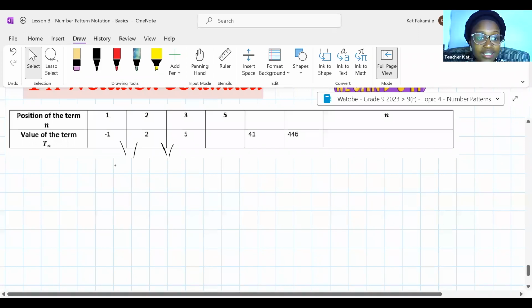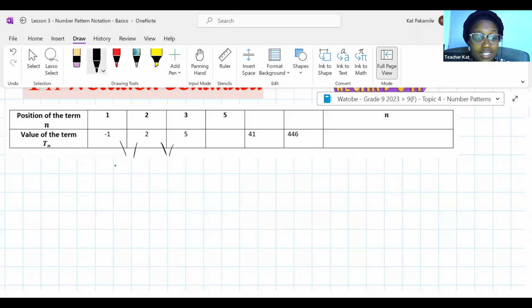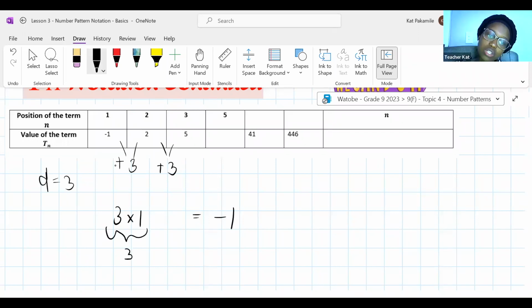Is it difficult? So we are adding 3, guys. So the constant difference is 3. So we have 3 times position equals. We're working with position 1 and we want -1. So if this is 3, what are we adding or subtracting to get to -1? We are currently at 3. We want to get to -1.